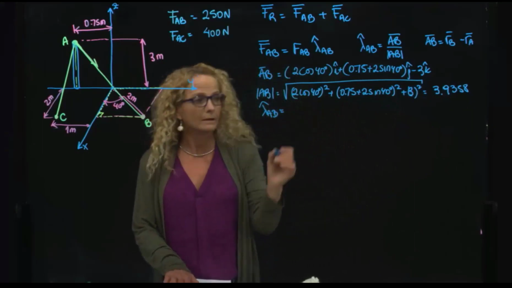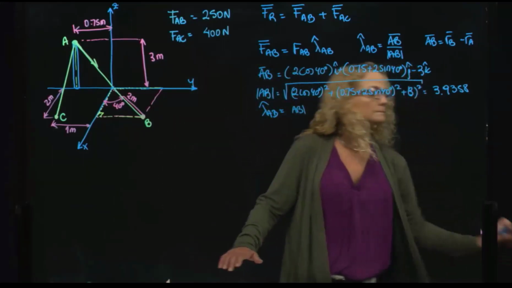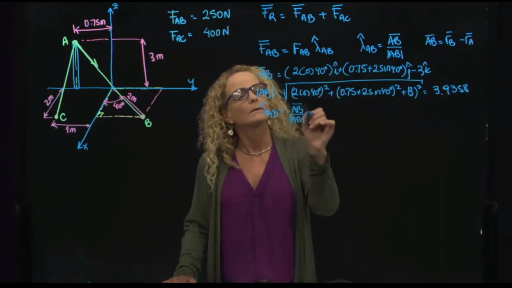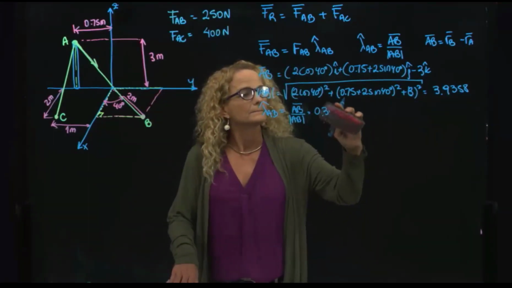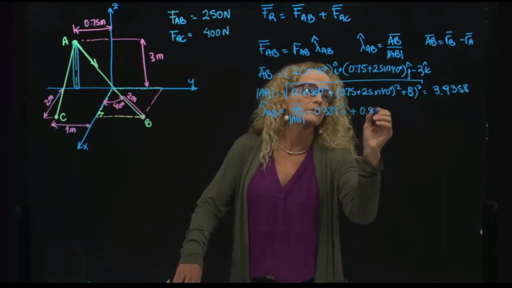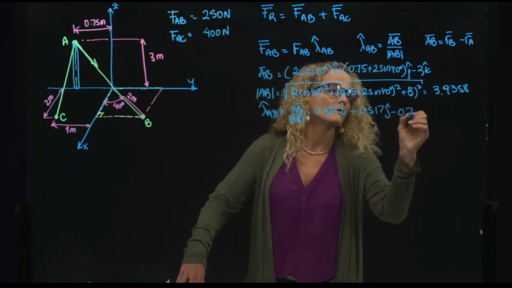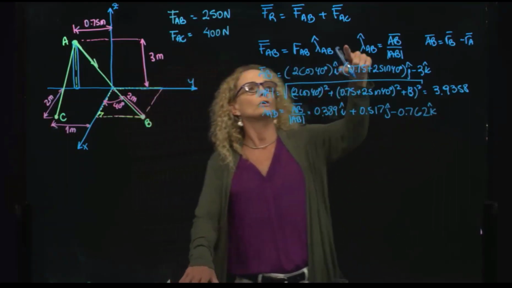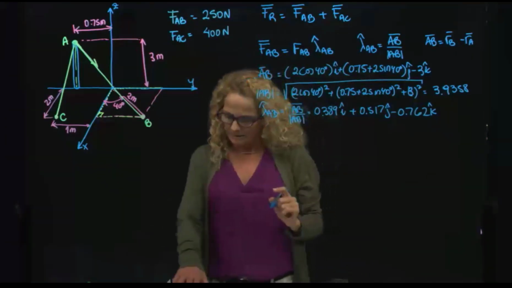So let me write that vector over here again, AB as a vector divided by AB as a magnitude, and this component gives me 0.3389 in I plus 0.517 in J minus 0.762 in K. This unit vector is the one that I will multiply by the magnitude, which is given, to find my vector AB. Let's do that.